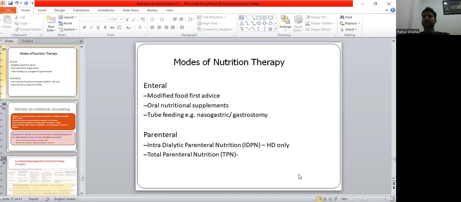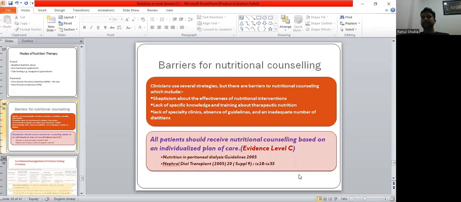So we know that there are two modes of therapy, enteral and parenteral. Enteral nutrition is always preferred. It is always the first choice. And if the patient is unable to take orally, we can go for nasogastric and gastrostomy tube supplement. And if the patient is unable to take, or there is any restriction for enteral feeding, then we can also go for parenteral nutrition. Several injectable amino acid formulations are available, which can be given during dialysis.